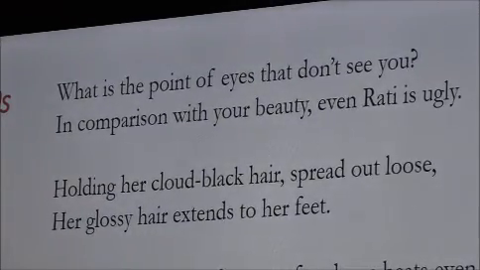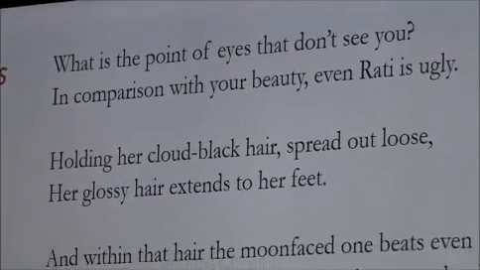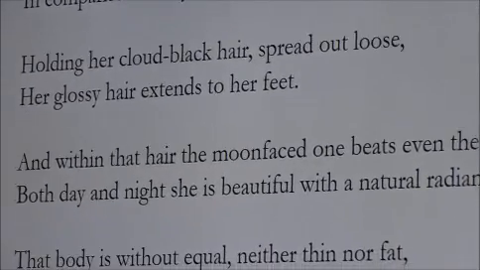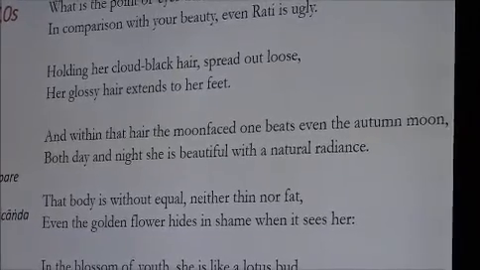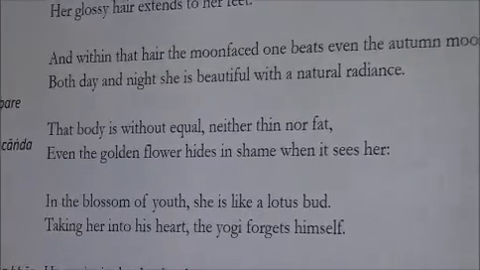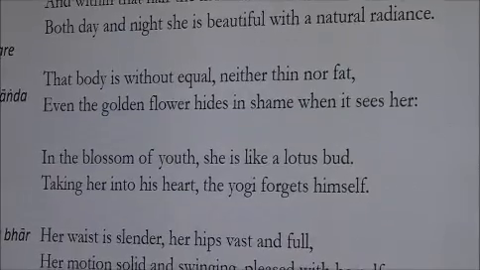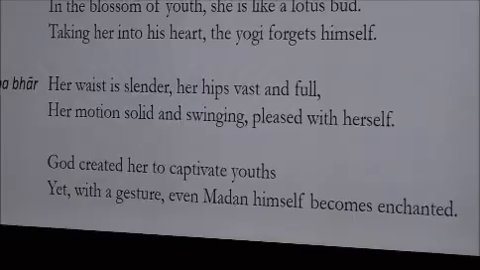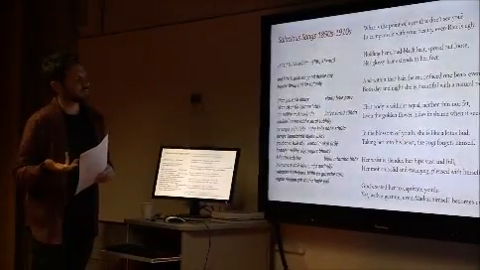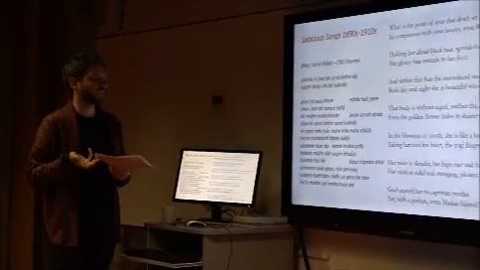Holding her cloud black hair spread out loose, her glossy hair extends to her feet, and within that hair the moon-faced one beats even the autumn moon. Both day and night she is beautiful with a natural radiance. That body is without equal, neither thin nor fat. Even the golden flower hides in shame when it sees her. In the blossom of youth she is like a lotus bud. Taking her into his heart, the yogi forgets himself. Her waist is slender, her hips vast and full, her motion solid and swinging, pleased with herself. God created her to captivate youths, yet with a gesture, even Madan himself becomes enchanted.